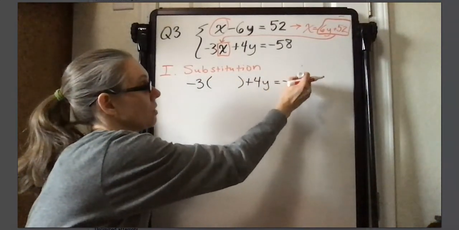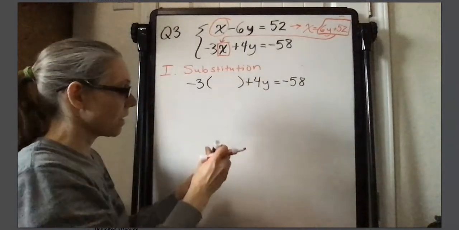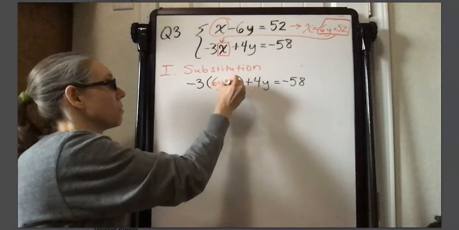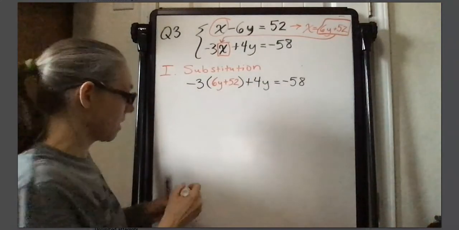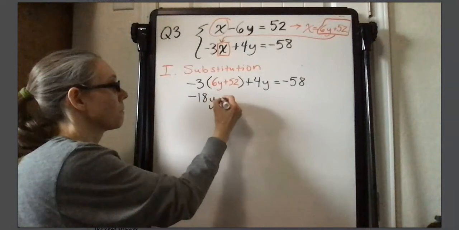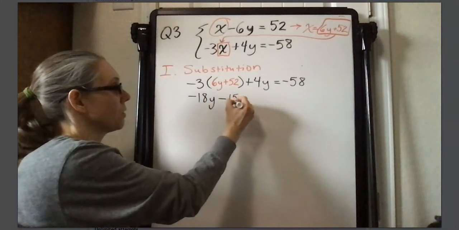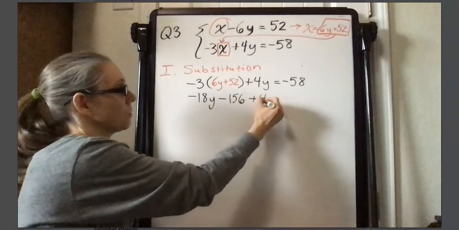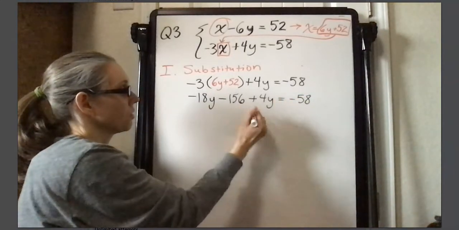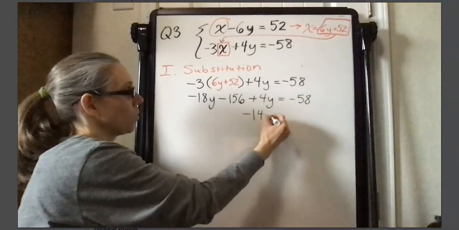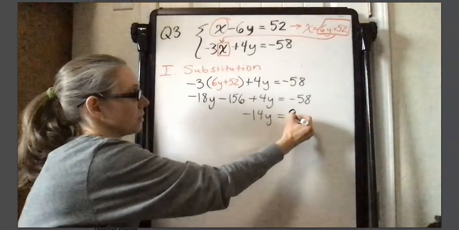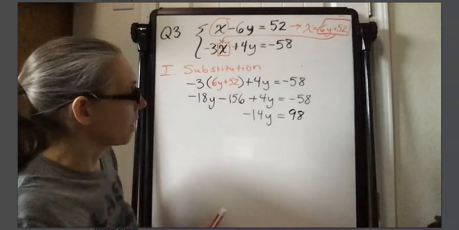Here's the second equation, but instead of writing x, I write 6y plus 52. So then this gives me negative 18y minus 156 plus 4y is equal to negative 58. If I combine like terms here, I have negative 14y and add 156 to the other side, and I have a positive 98.